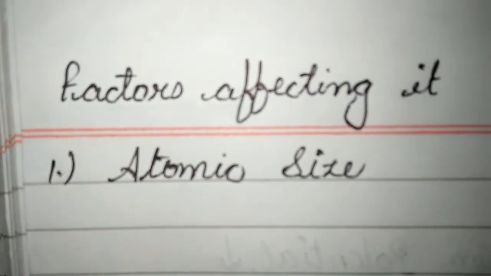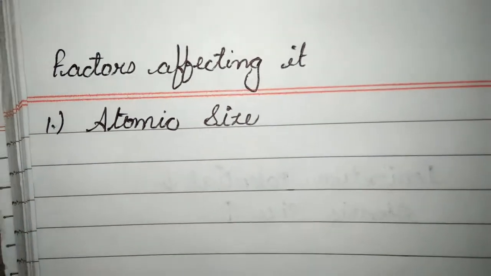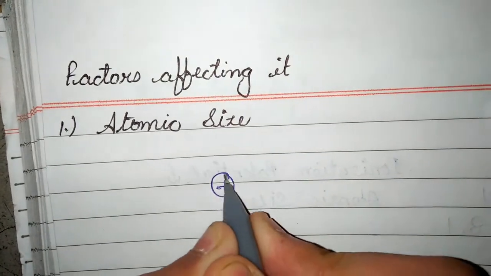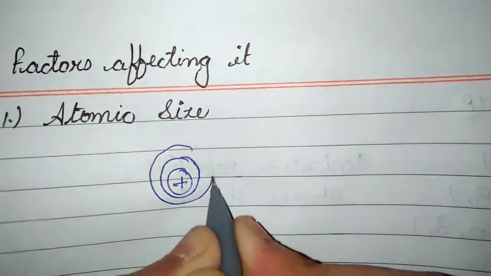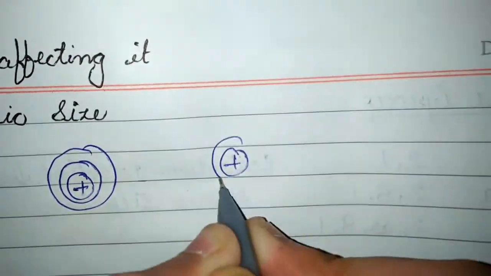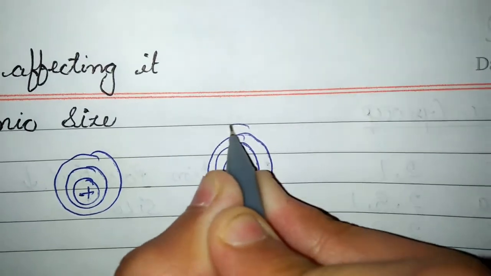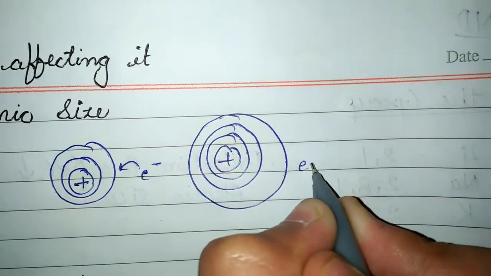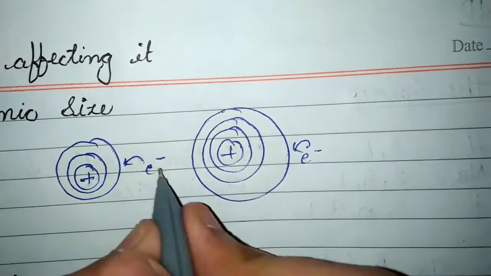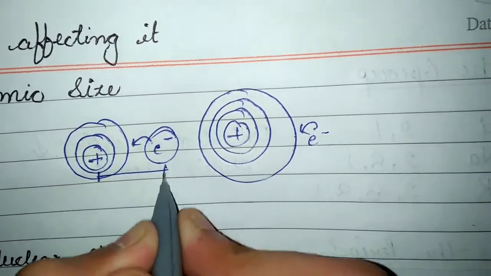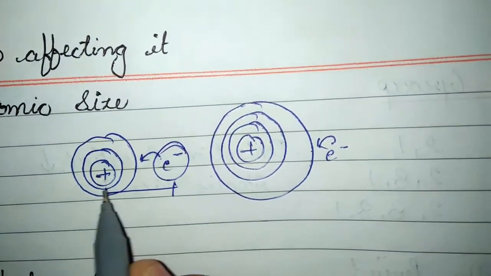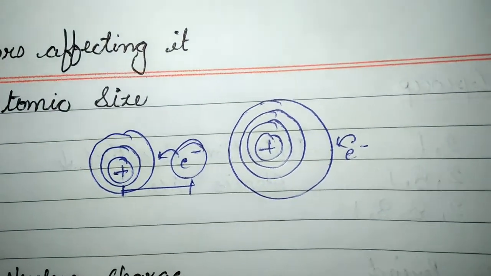Next, we are going to discuss the factors affecting it. The first factor is atomic size. Let's take two atoms, one containing two shells and another one containing three shells. An electron wants to enter here and an electron wants to enter here. On this electron, the nuclear pull is more, because the distance is less, attraction is more. So it can easily enter and more energy is released.